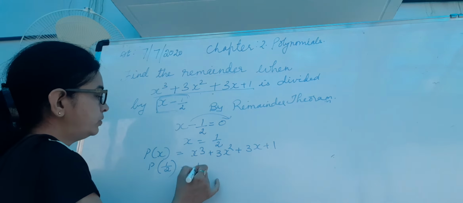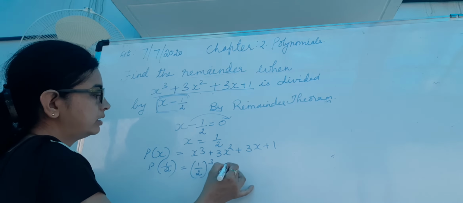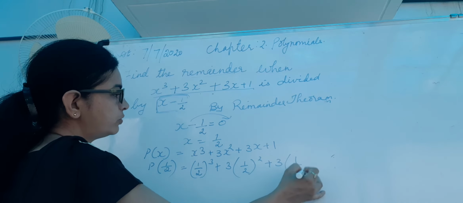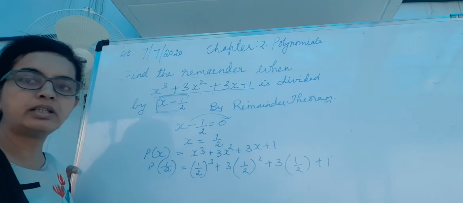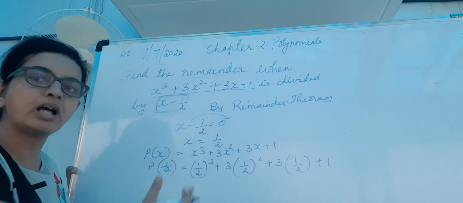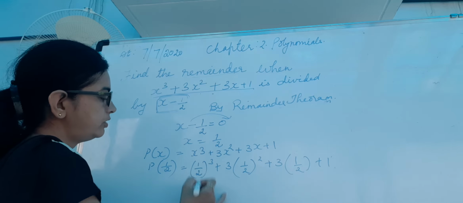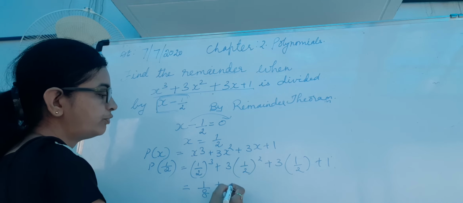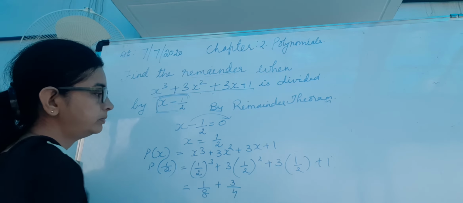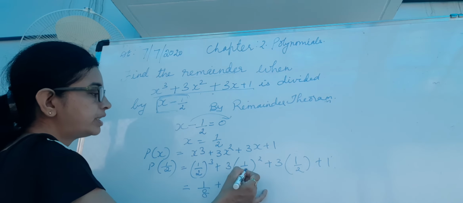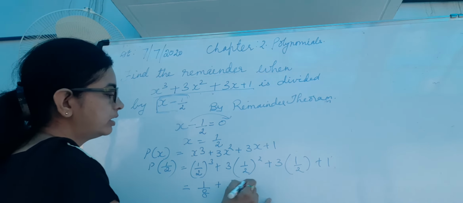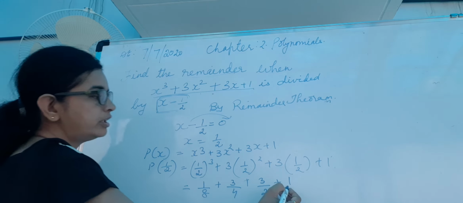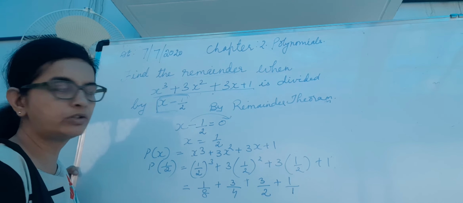Now P of half is equal to 1 by 2 cubed plus 3 into 1 by 2 squared plus 3 into 1 by 2 plus 1. Nothing is to be done, just you have to replace x with half and then do the calculations. Here you will get 1 by 8 because 2 cubed is 8. Here 2 squared is 4, so you will get 3 upon 4. 3 is in the numerator, but don't forget that here it is 2 squared, so you will get 4. Here 3 upon 2 plus 1. This is not in the form p by q, convert it into the form p by q.